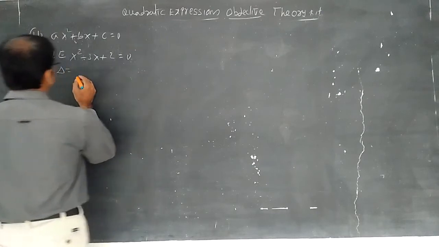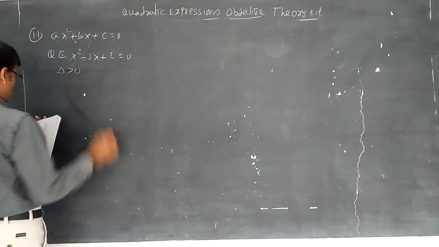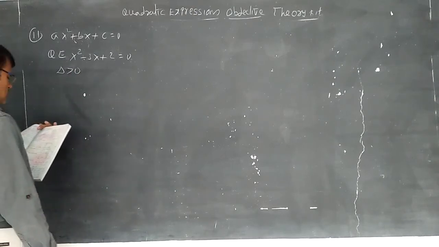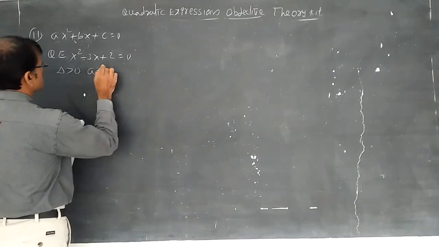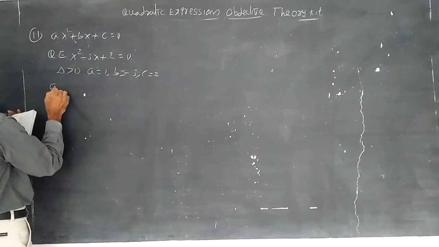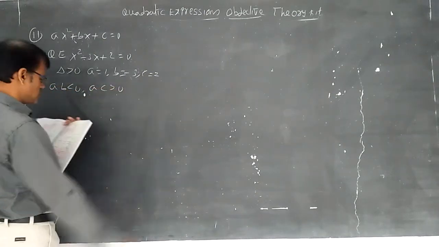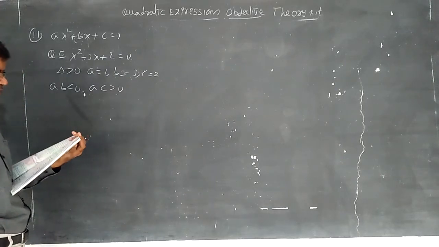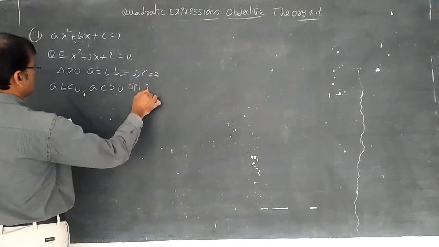Apply delta, b square minus 4ac; of course, it is greater than 0. How many options are there? 3 options. Here a is equal to 1, b is equal to minus 3, c is equal to 2. We got ab less than 0 and ac greater than 0. That's all. Delta greater than 0, ab less than 0, ac greater than 0 is option 3.